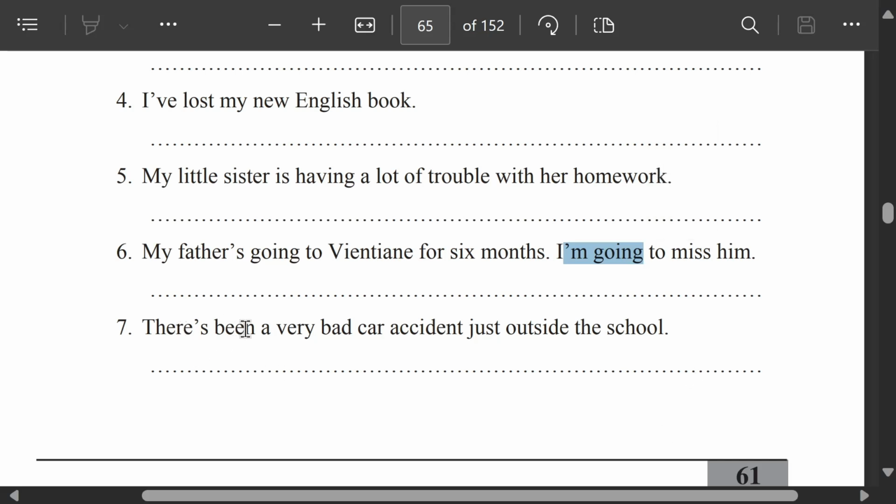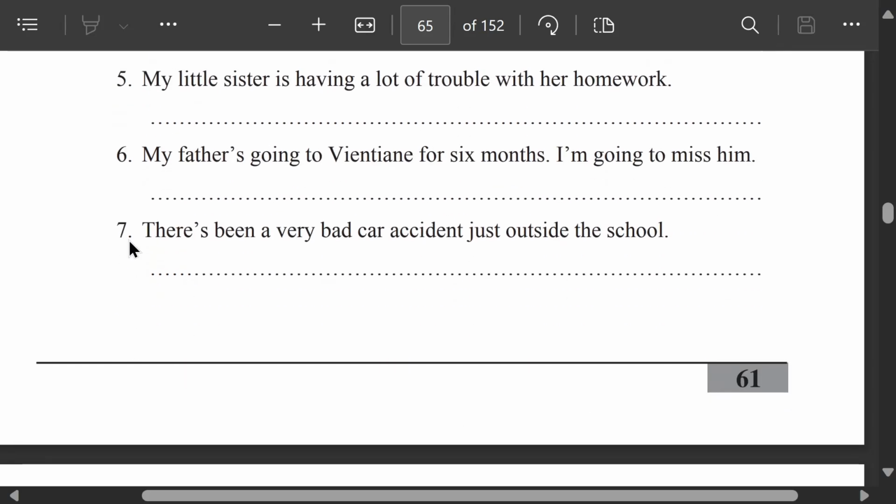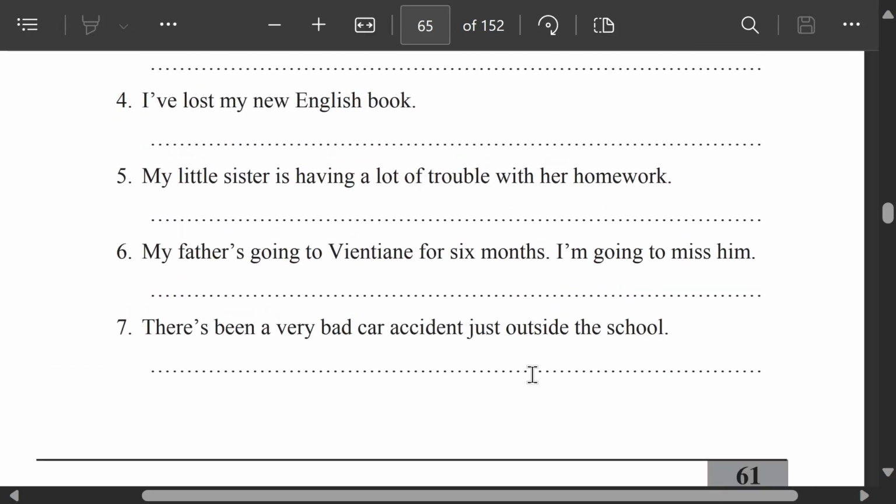Okay. There's been. What is this? Has been. What is the tense? Present perfect. Present perfect, right? There has been a very bad car accident just outside the school. There's been a very bad accident.